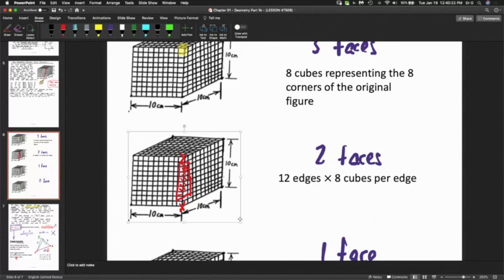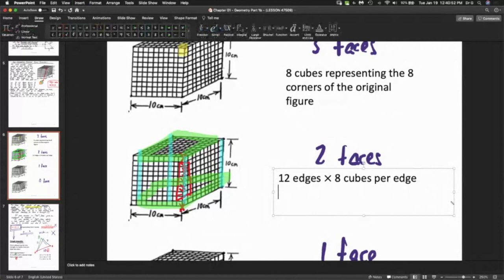So the reason there's 12 edges is because we can count them. I'll use my highlighter. So let's count 12. Ready? 4 on top. See that? 4 on the bottom, even though it's invisible to you. So that's 8 now. And then where do you get 12? You go to the sky. Ready? 1, 2, 3, 4. So there's 12 of them. And that is equal to 96. 96, okay?